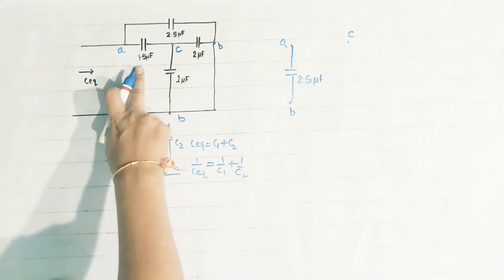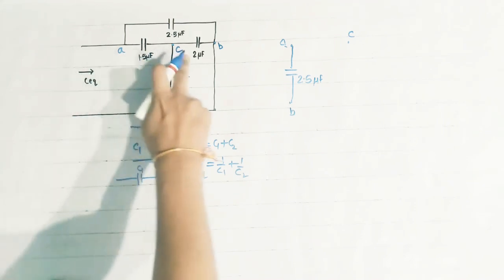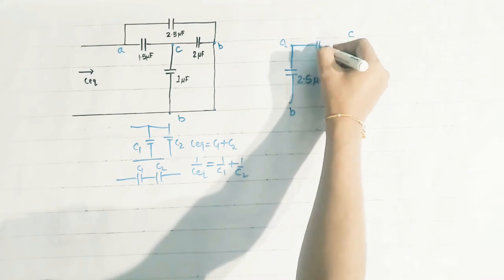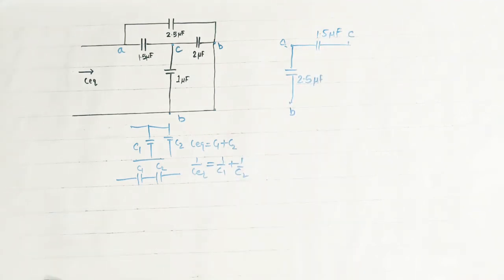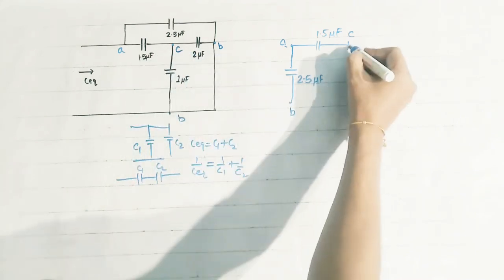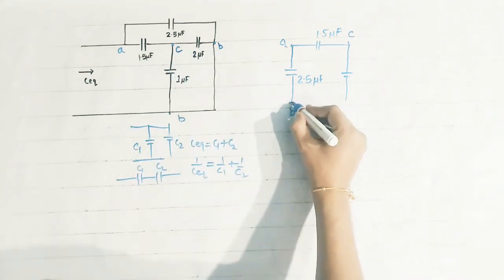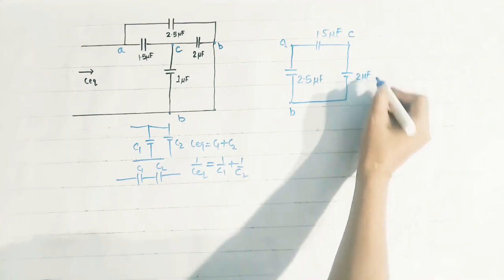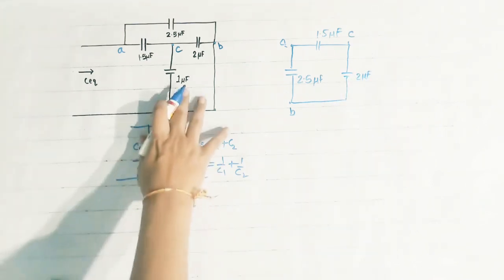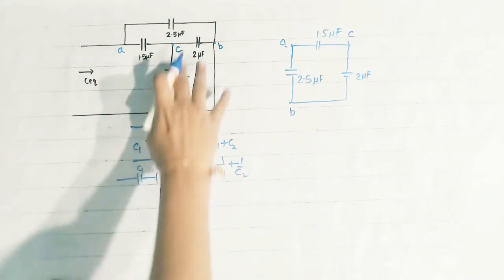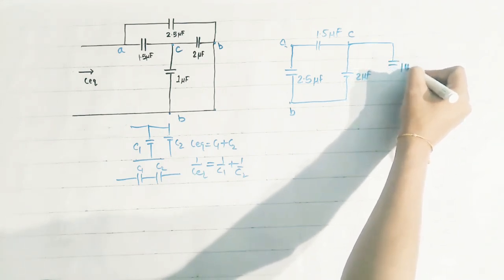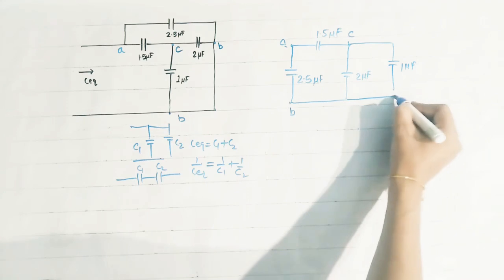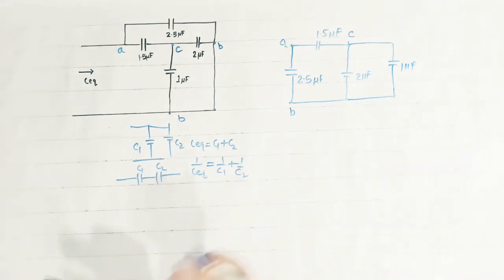We see that this 1.5 microfarad is connected between A and C. So we connect 1.5 microfarad here. Then we see that this 2 microfarad is connected between C and B, so we connect it like this. And we see that this 1 microfarad is again connected between C and B. So again we connect this 1 microfarad. Now we can easily find the equivalent capacitance.